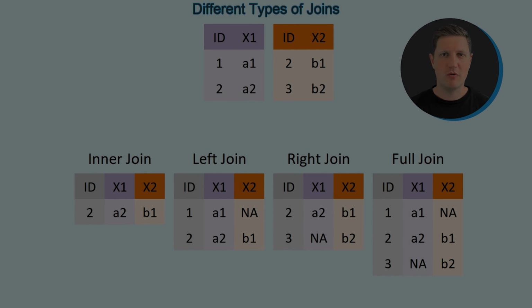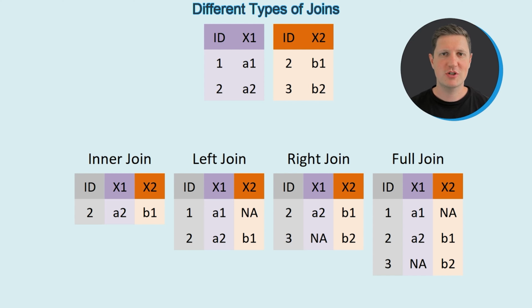So in this first step of the tutorial, I want to explain some of the most common types of joins that you can apply to merge your data frames. In this sheet that you can see right now, you can see two different data frames at the top. Our first data frame is shown in purple and the second data frame is shown in orange. Both of our data frames contain an ID column which identifies different observations in our data. The first data frame contains the IDs number 1 and number 2, and the second data frame contains the IDs number 2 and number 3.